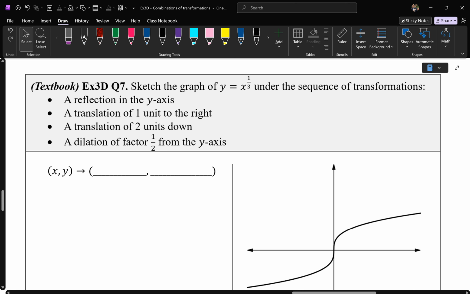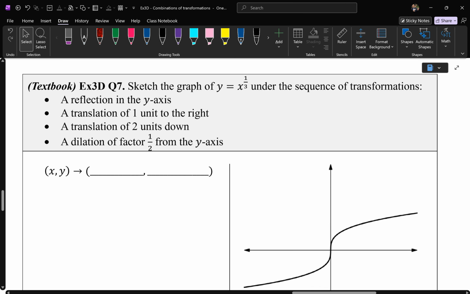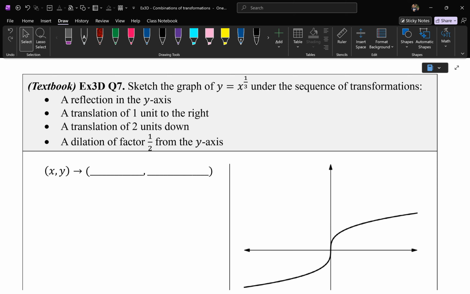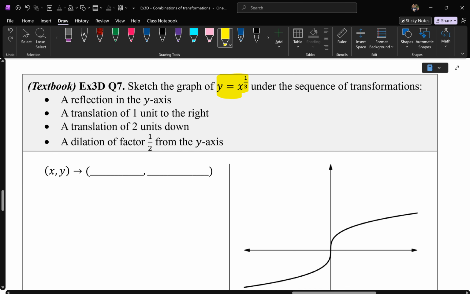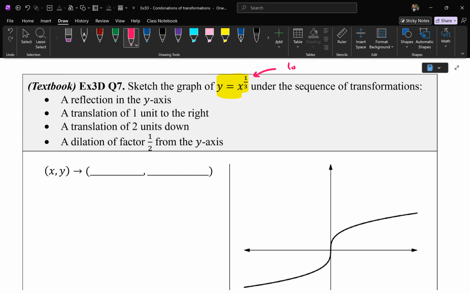All right, so this one is slightly different. This one now asks you to sketch. So we're going to find the new equation and we're going to sketch it. Here we go. Sketch the graph of... Now let's see how many of you remember the concept of exercise 1G. x to the power of a third. What does this roughly look like?